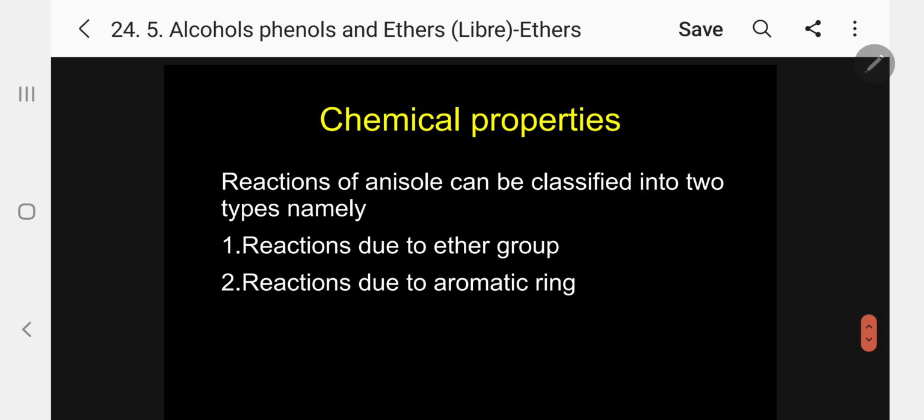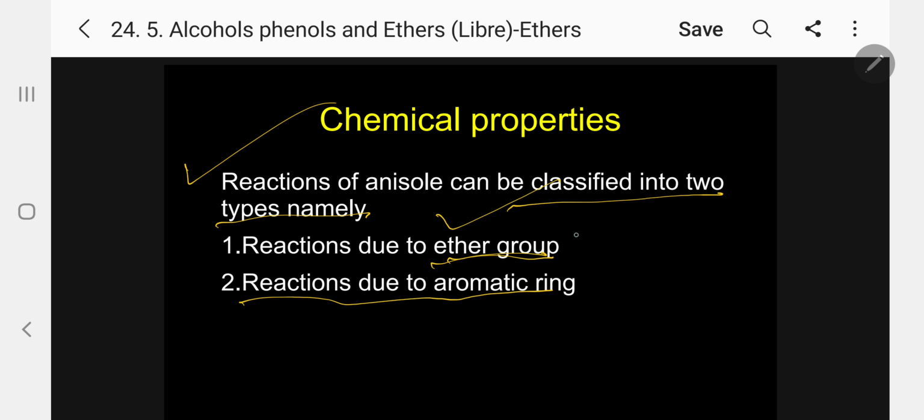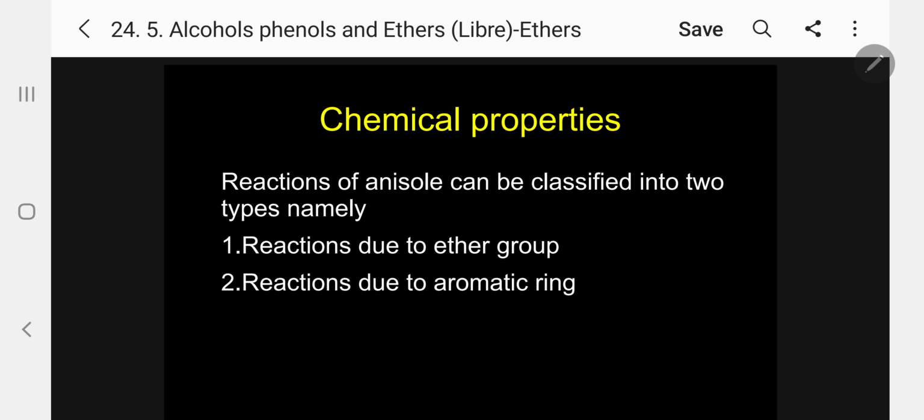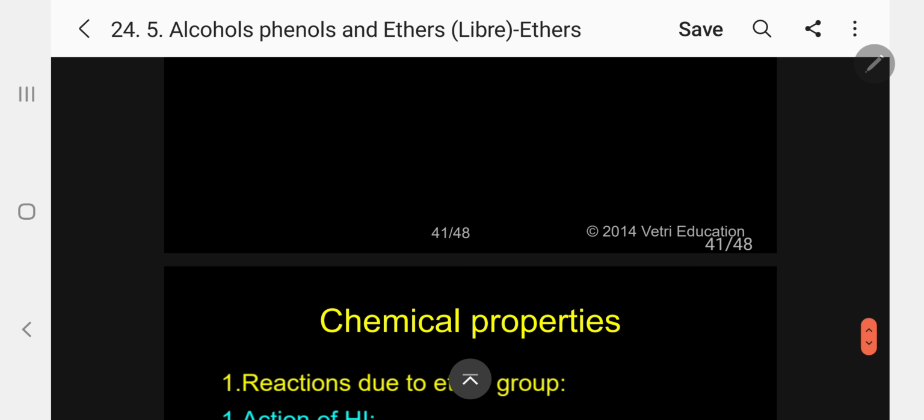As usual, when we discuss the chemical properties, reactions of anisole can be classified into two types, namely reaction due to the ether group, that is the functional group, and reaction due to the aromatic ring. So whenever we discuss aromatic compounds, we are always discussing reaction due to the functional group, in this case the ether group, and the reaction due to the aromatic ring, that is substitution reactions, electrophilic substitution reactions.